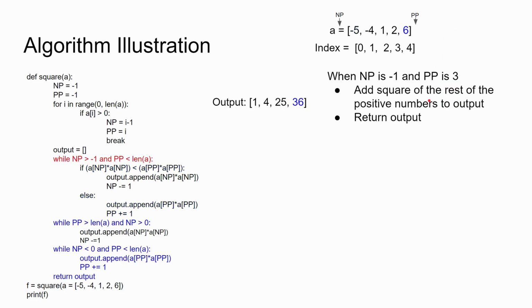When NP is -1 and PP is 4, we'll add the square of the rest of the positive numbers to output, and it will return output. It will add the square of the rest of the positive numbers because NP is smaller than 0. If PP was bigger, then that means it will add the rest of the negative numbers. And so the output is 1, 4, 25, 36. The end.